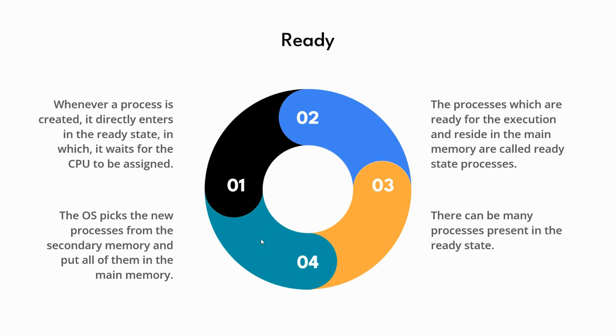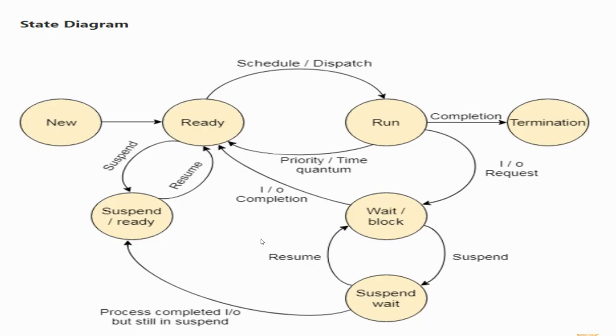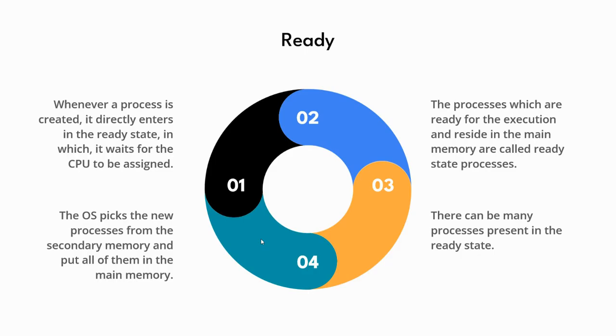A process directly enters the ready state and waits for the CPU to be assigned. The processes which are ready for execution and reside in the main memory are called ready state processes. As I have told you, the processes which are ready will be waiting in the ready state. There may be many processes present in the ready state, so out of the many processes, it is the role of the short-term scheduler to pick the one it wants.